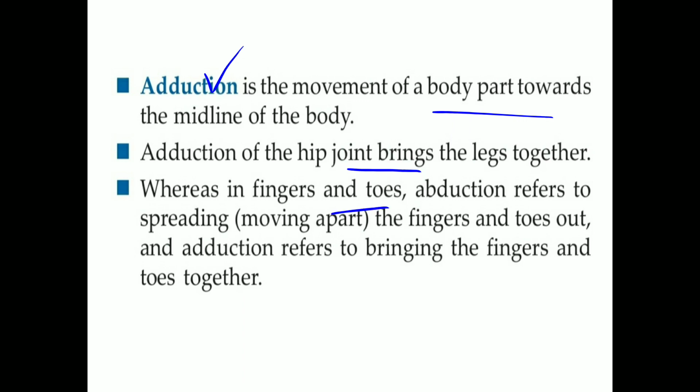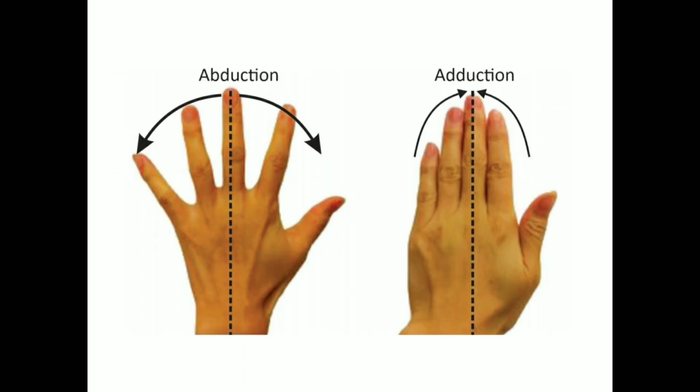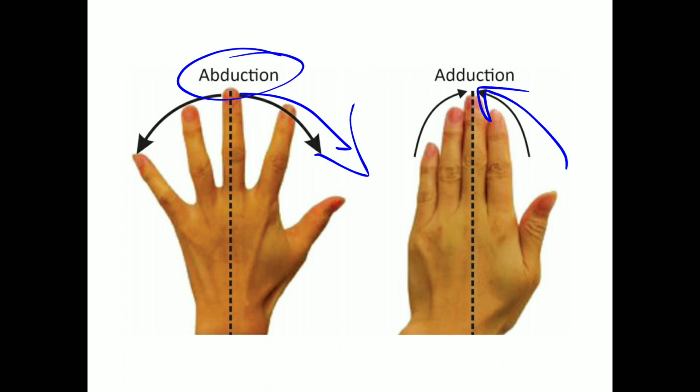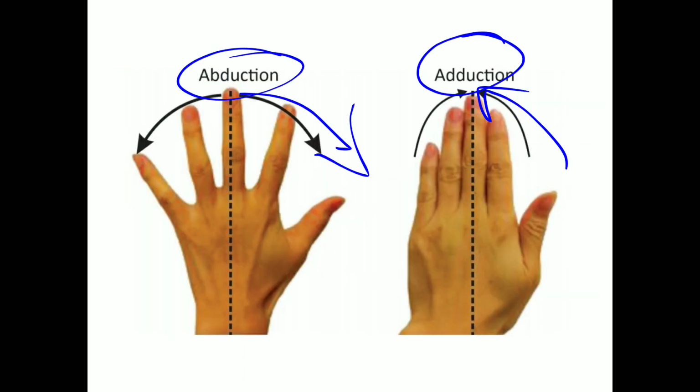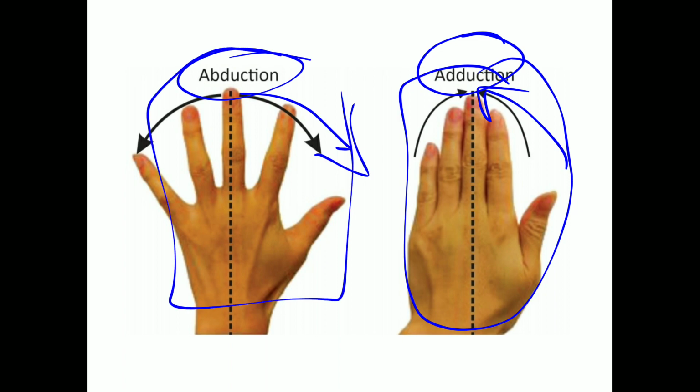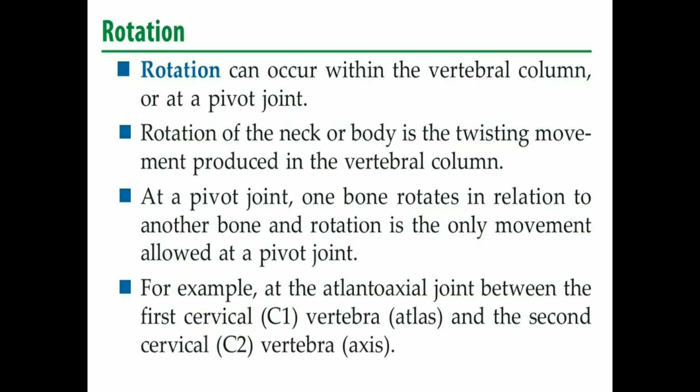Whereas in fingers and toes, abduction refers to spreading, moving away the fingers. Moving away the fingers is abduction, and bringing the fingers together is adduction. And adduction refers to bringing the fingers and the toes together. Here this is adduction, and here this is abduction.